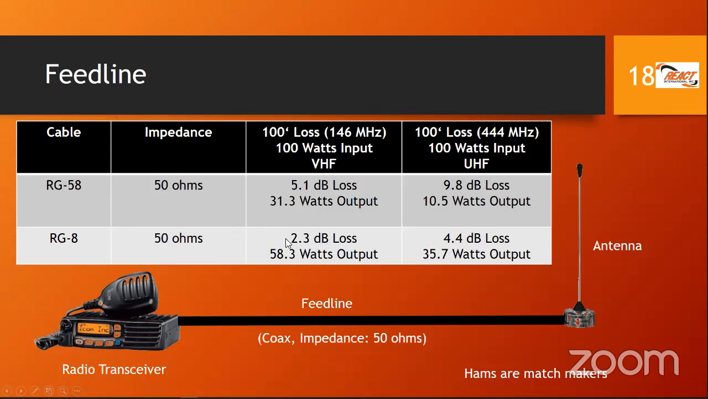All right, let us just finish up this table before we take a quick break. Notice that for the RG8 cable, in the UHF band, the loss is 4.4 decibels, which is much higher than 2.3 decibels for VHF. So notice again, this is suggesting to us that for a given cable, the higher the frequency, the greater the loss. The lower the frequency, the lower the loss.